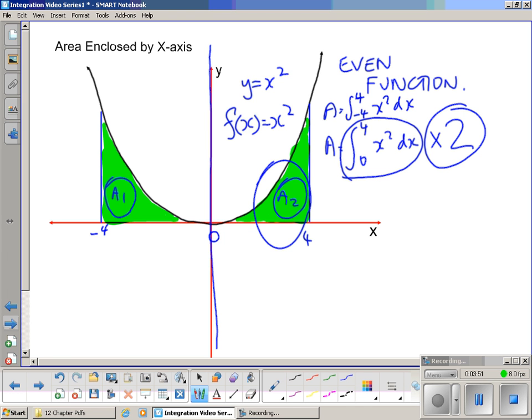So with even functions, we're allowed to work out the area of half of it between the curve and the x-axis, and then just double it because we've got the same size area on the other side.